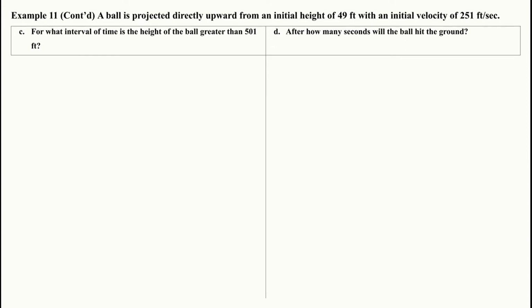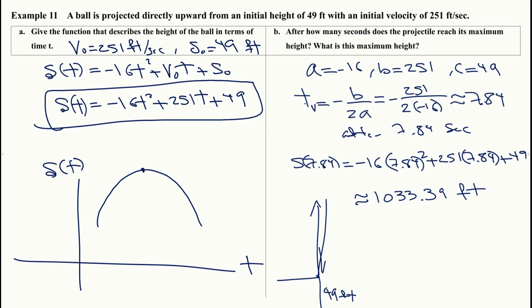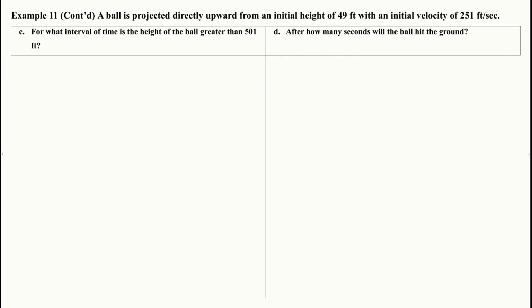All right, for what interval of time is the height of the ball greater than 501 feet? Now we know the height formula. Let's take a look at it quickly. Negative 16t squared plus 251t plus 49. Now we know we want this height to be greater than 501. So we're basically solving a quadratic inequality.